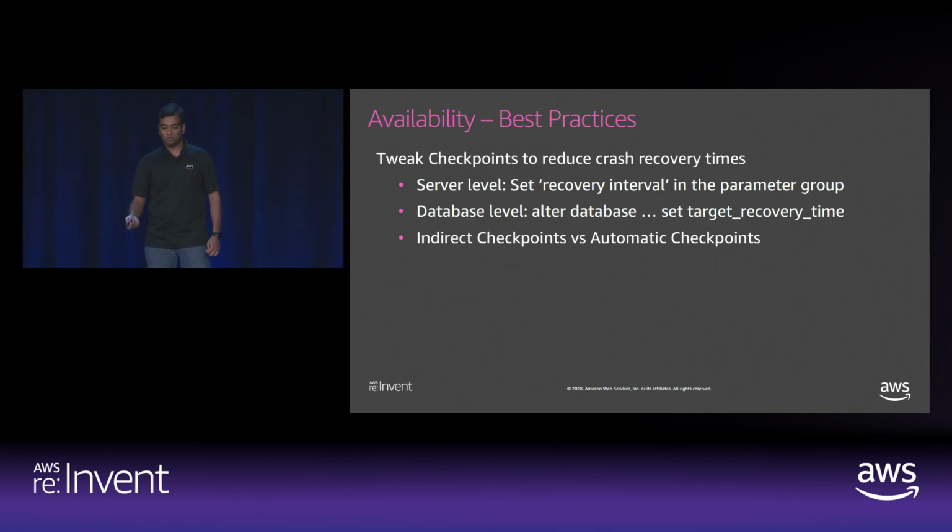So, if you want to use indirect checkpoints in 2012, make sure you set it at the database level. If you want to use recovery interval in 2016, make sure you set the target recovery time to zero at the database level. Just look at your workload and see how being more aggressive with checkpoints is impacting your performance, because when you want to reduce the crash recovery times, you will be doing more aggressive checkpointing.